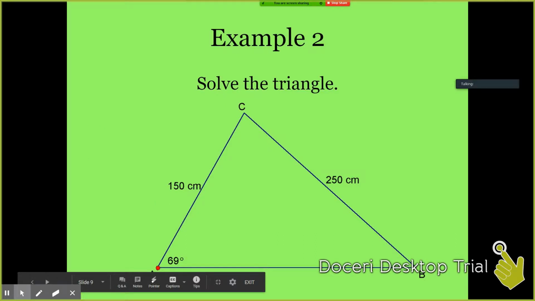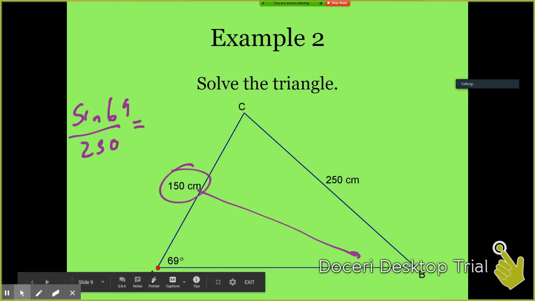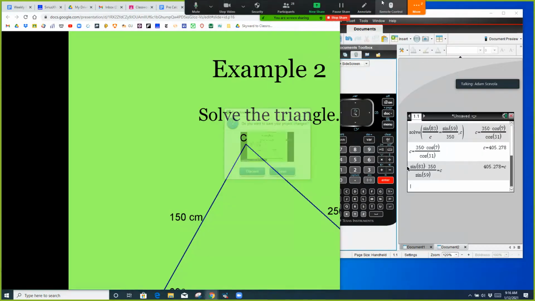But let's say we figured out that we could make exactly one triangle. How would we solve it? We would do the same thing. We would take the sine of 69 degrees over 250. Since I'm getting this side, I'm going to find this angle B first, so that's equal to the sine of B over 150. Now cross multiply. I'm going to do that on the calculator.